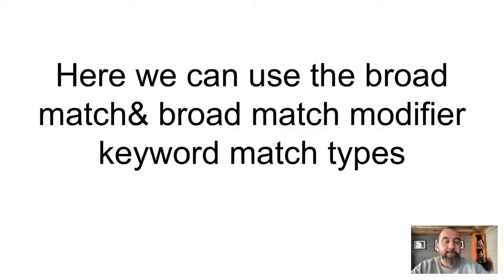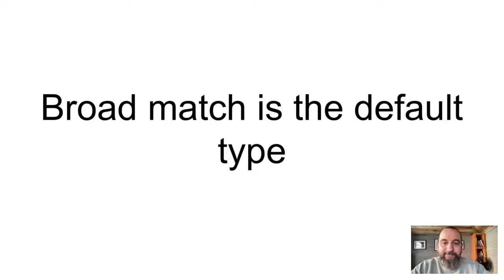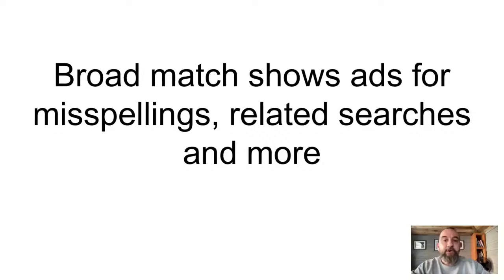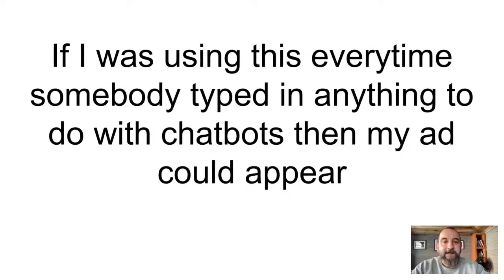So here we can use broad match and broad match modifier to get the actual keywords that we're needing in there. Now, this means that we are very broad matched. Broad match is the default type, so please make sure that if you're not wanting a broad match, you go in and change this, as you're going to have to put certain brackets and stuff in here so you don't get this broad match type. Broad match shows ads for misspellings, related searches, pseudonyms, all sorts of various different things that you need to be aware of, otherwise you're going to be spending an awful lot of money.